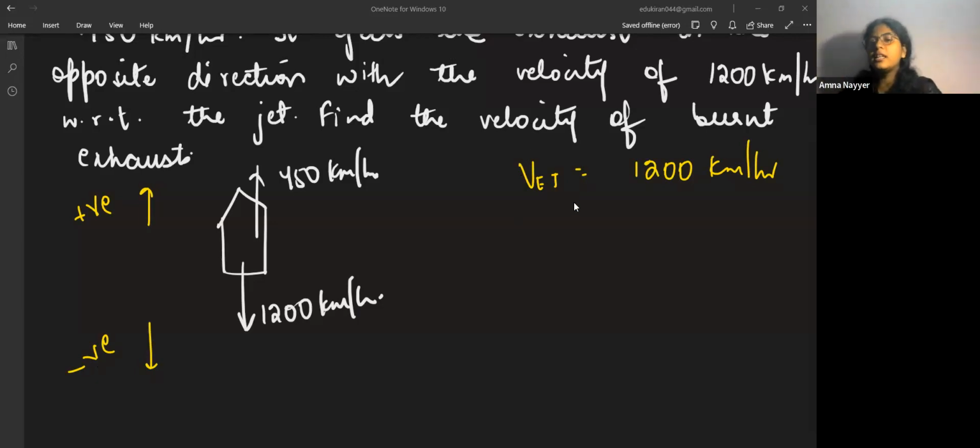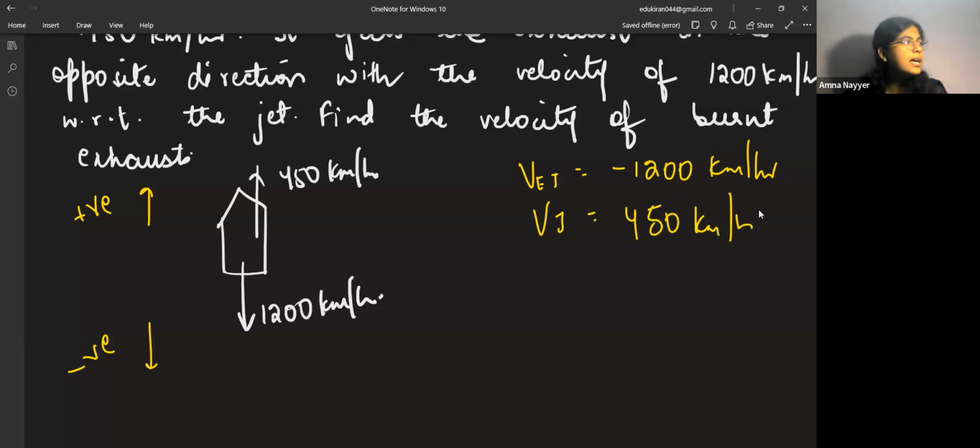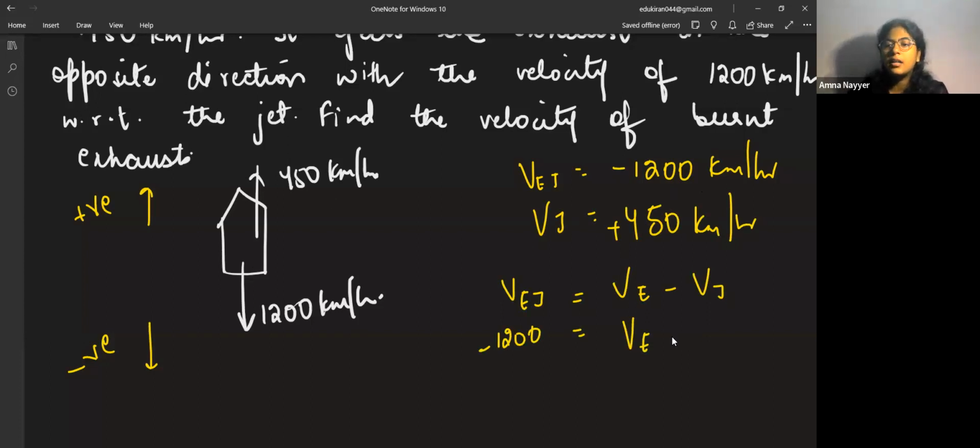So V_EJ, the velocity of the exhausts with respect to the jet, is 1200, and since this is going downwards, this will be negative. The velocity with which the jet is moving is 450 kilometers per hour, and this is moving up, so it is positive. V_EJ is the velocity of exhausts minus the velocity of jet. So minus 1200 is equal to V_E, which is unknown, minus 450.